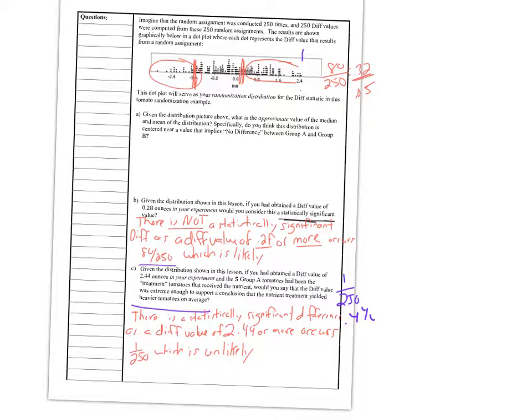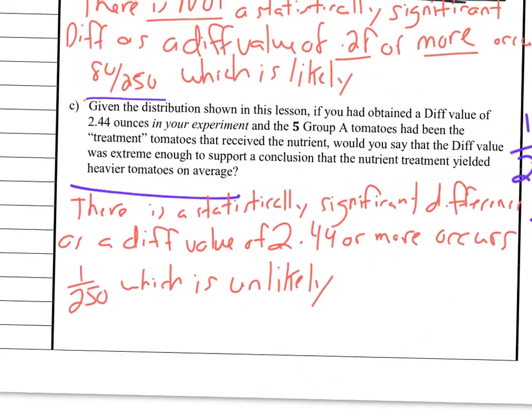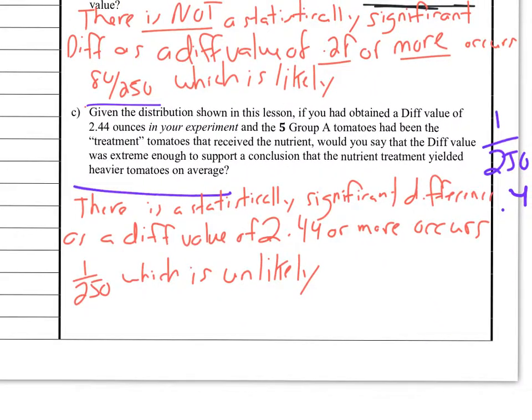All right, let me go through and underline for you the parts that change. The parts that can change would be "there is" or "is not" a significant difference as a diff value of. That number is going to change. We're not always doing "or more." It's not always going to be the same fraction, and you're not always going to use the word unlikely. You might use the word likely. Let's do another problem. Call it quits.